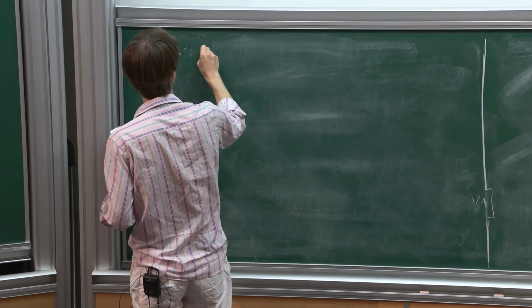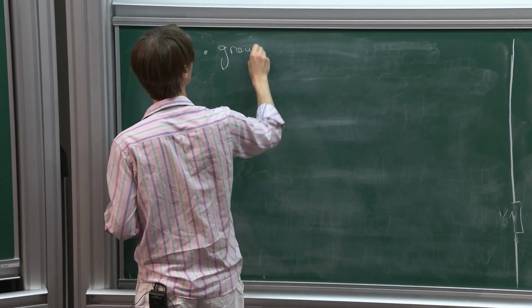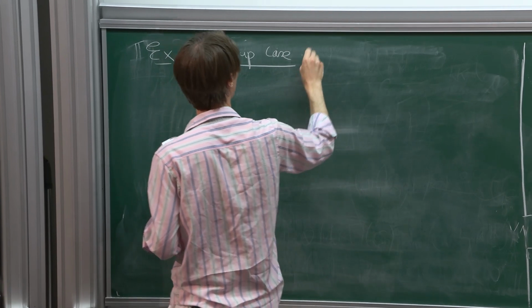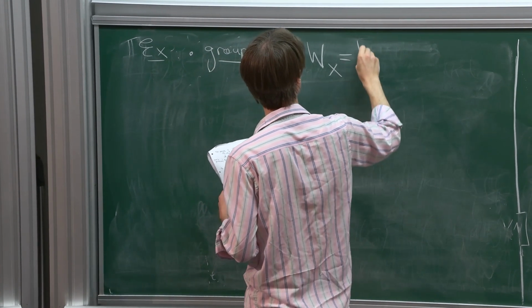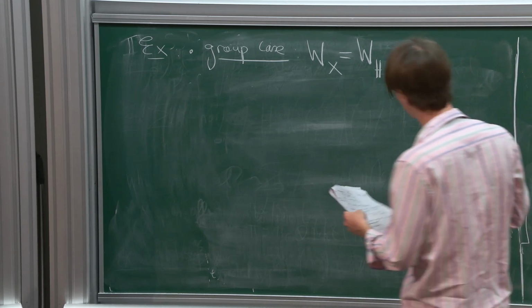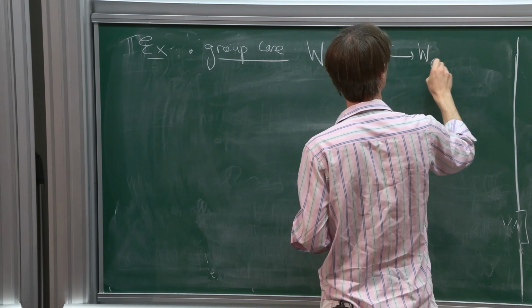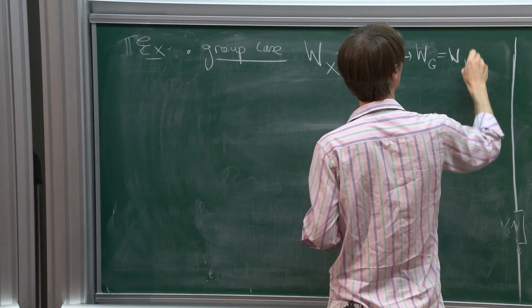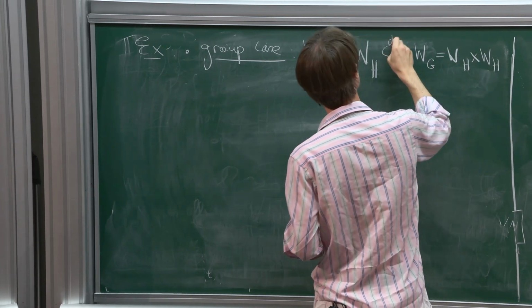So, as always, we first look at the group case. And in this case, as you may expect, WH is the same as the Weyl group of H. And it embeds in the Weyl group of G, which is WH times WH, in a diagonal way. So there's no twisting there.